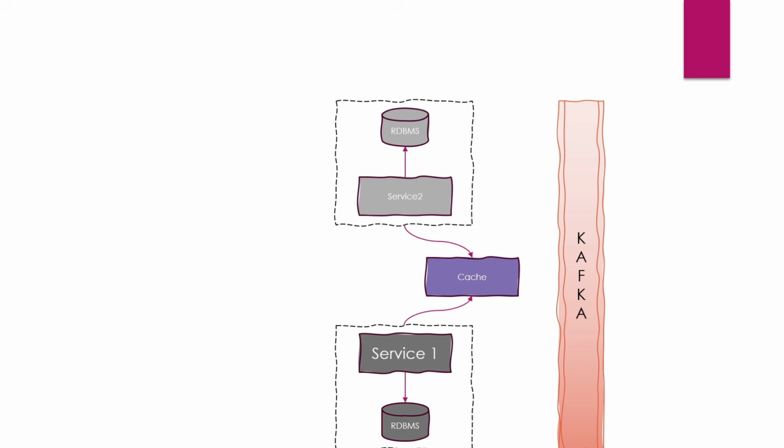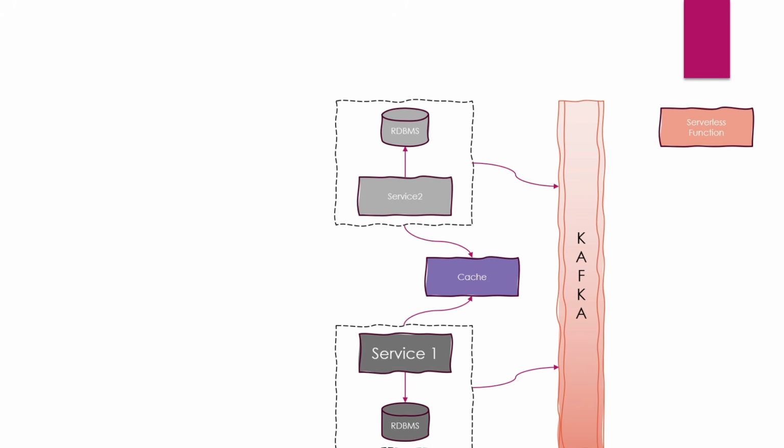So we add another layer like Kafka, and both the services will send the notifications to this event streaming platform or the Kafka cluster. Now let's suppose for service number 2, which is this one, there is a serverless function which is interested in the events.